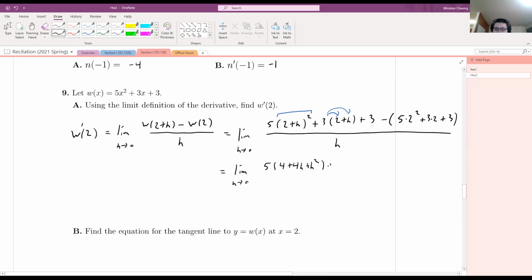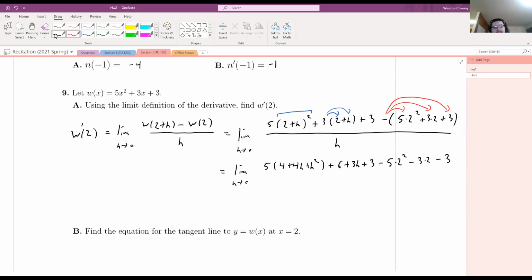I just did it. And then plus 6 plus 3h plus 3 minus 5 times 2 squared minus 3 times 2 minus 3. Okay, so I distributed the minus over each of those terms, which is another thing you're supposed to do. I think maybe I've seen people make that mistake before. So this minus, think of it as a -1. You're distributing -1 over each of the terms. Okay, and this is all over h.